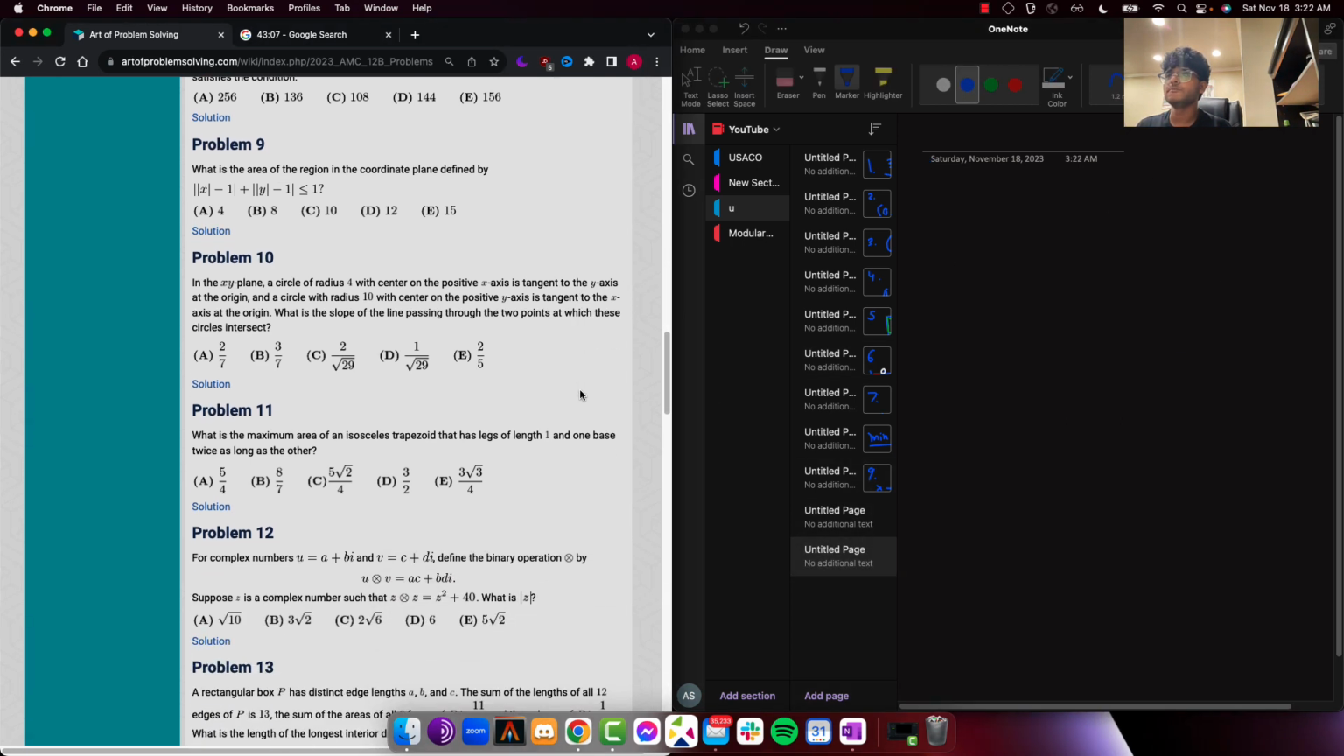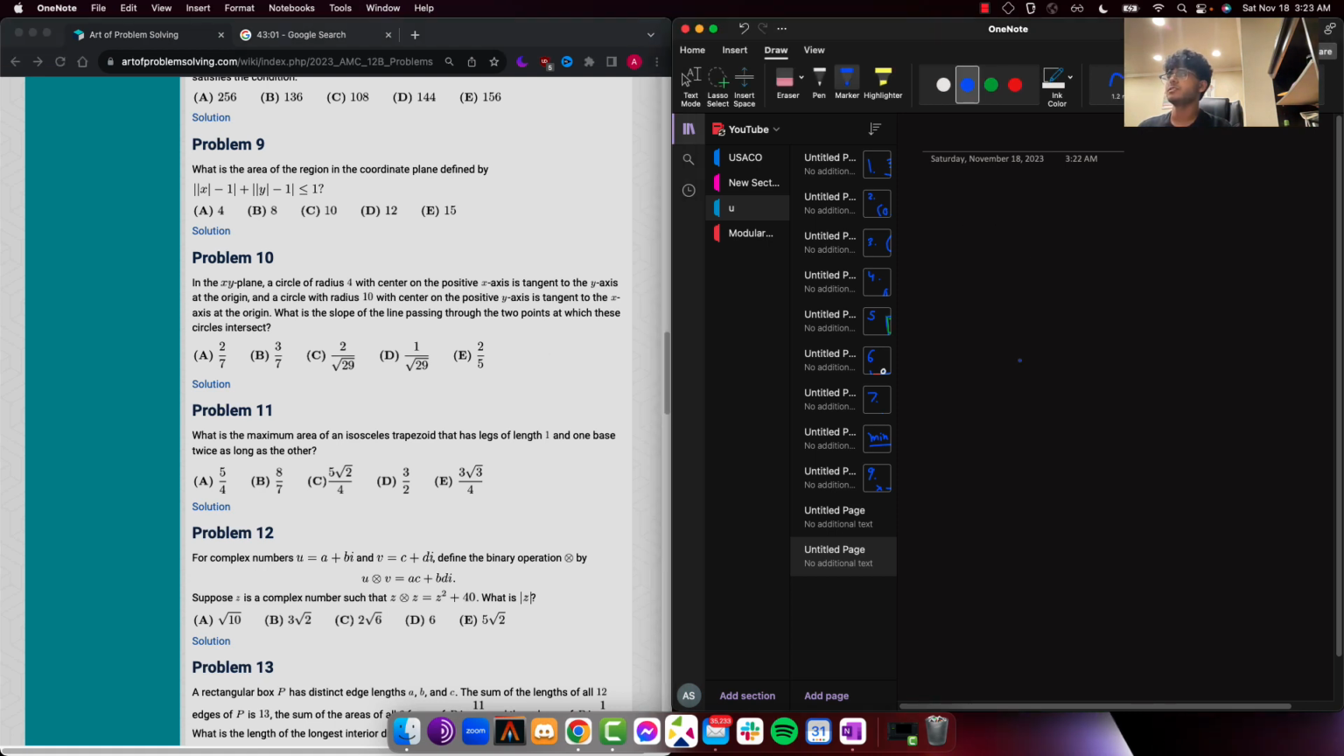Okay, number 10. In an xy plane, a circle of radius 4 is centered on the positive x-axis. I'll make this. And then it's tangent to the y-axis at the origin, so it looks like this. Something like this. I can't draw a circle, but 4, right?